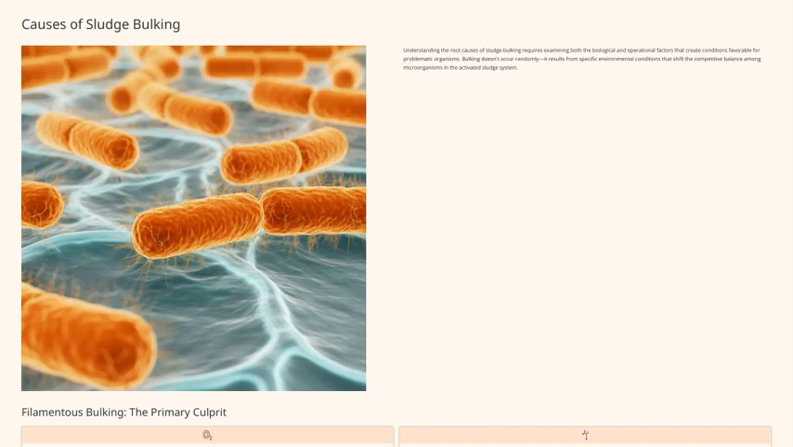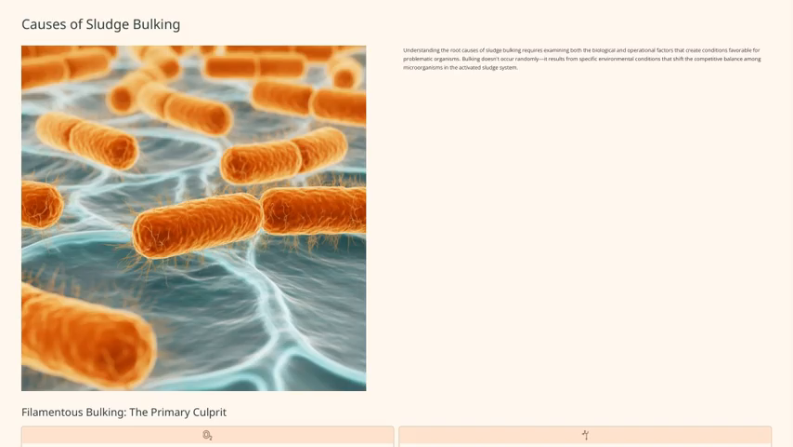Another key factor is nutrient imbalances. The ideal nutrient ratio for flock-forming bacteria is roughly 100:5:1 for carbon, nitrogen, and phosphorus. When nitrogen or phosphorus become deficient, filamentous bacteria, which need fewer nutrients, tend to flourish. Industrial wastewaters often lack these essential nutrients, creating the perfect environment for bulking.